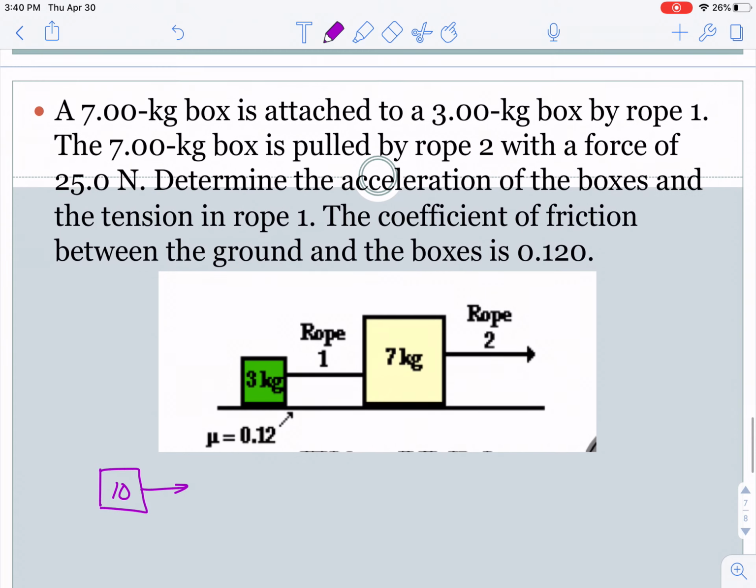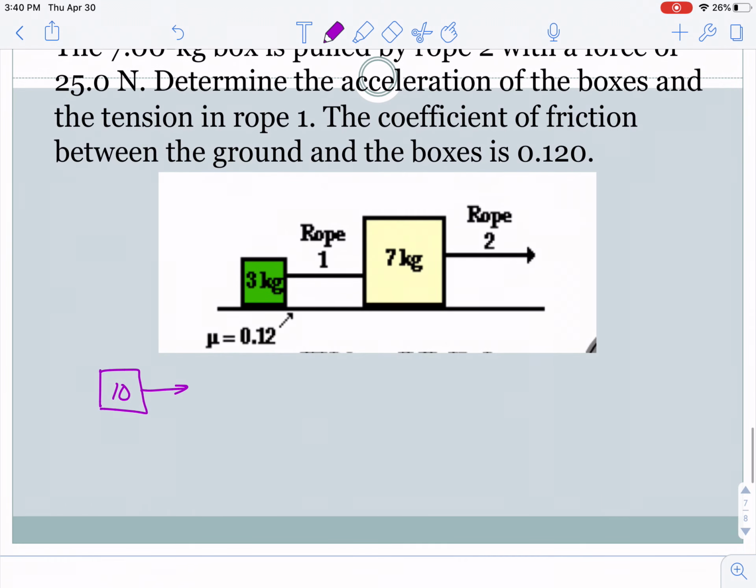Being pulled by 25 newtons and held back by this frictional force FF. Now we don't know that value yet, but just to the side, we know that the force of friction is just equal to mu K Fn. And in this case, mu K is 0.12 times the normal force, which is 10 times 9.81. So that gives us a frictional force of 11.77 newtons.